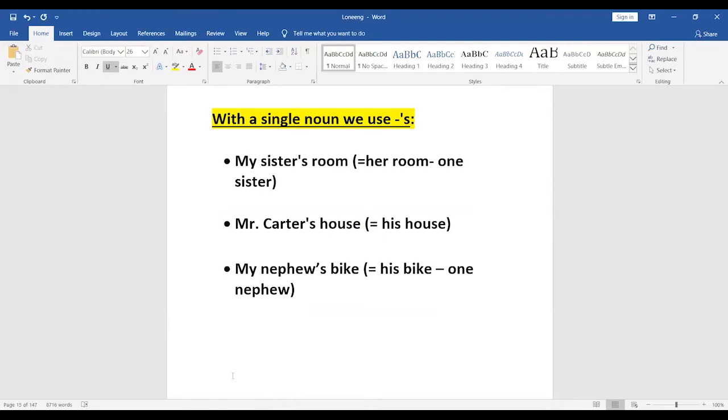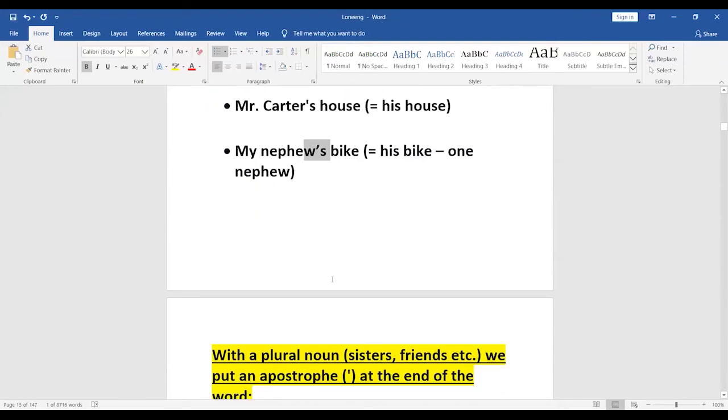Whose house is it? It is Mr. Carter's. And that is why Carter's has an apostrophe S. My nephew's bike. If you take a look, it's not anyone's bike. It specifically says my nephew's bike. So that is why nephew's has an apostrophe S.